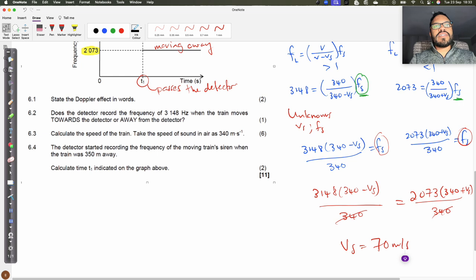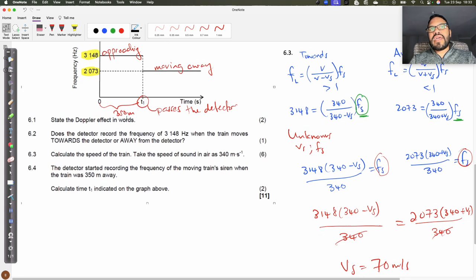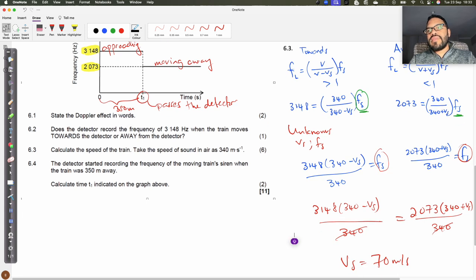Now the next question is, the detector started recording the frequency of the moving train siren when the train was 350 meters away. Calculate the time t1. So in other words, the distance that it covers is 350 meters. You also happen to know that it covers 70 meters for every second. So if you covered 350 meters at 70 meters per second, that means you took 5 seconds. Does that make sense?